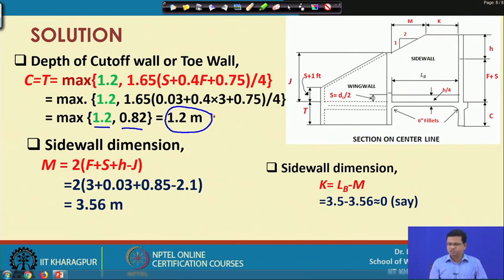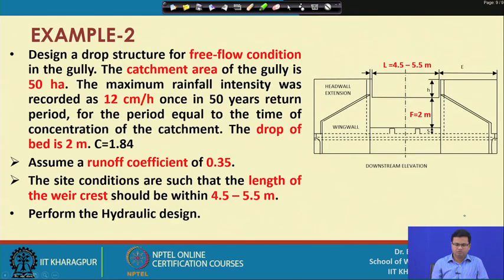Then the sidewall dimension, the M value, can be estimated as 2 into F plus S plus H minus J. That is equal to 3.56 meter. Then the value of K can be estimated as LB minus M. So, that is 3.5 minus 5.6, which comes to be negative. Negative values are not allowed, so you can take it approximately 0. That completes my first question.